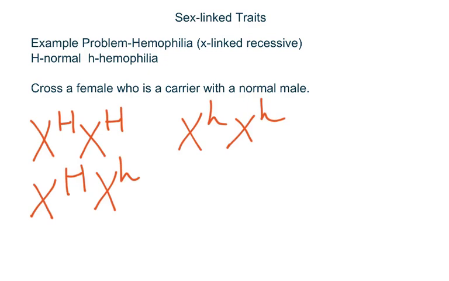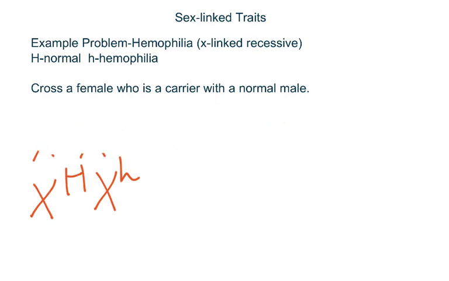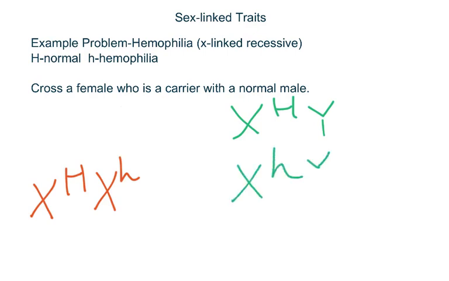They're telling us we want to cross a female who is a carrier. So in that case, we don't need this one, and we don't need this one. So here's your genotype for a carrier. Then you're going to cross it with a normal male. So just to review, males can either have this genotype or this genotype. This one would be hemophilia. We don't want that. We want a normal male. So I'm going to get rid of this one. Okay? So these are the two individuals that you are crossing.